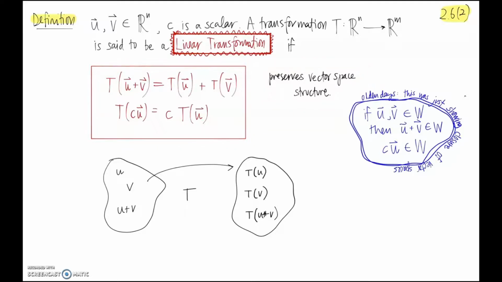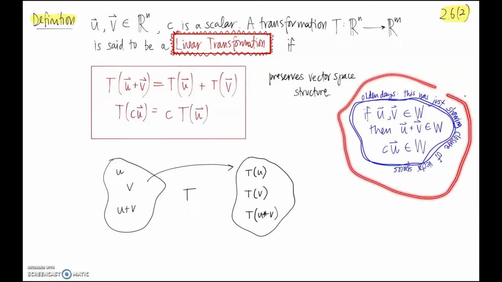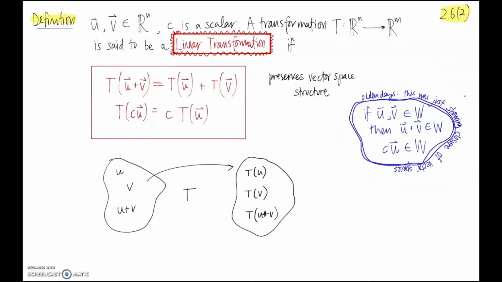So I didn't want you just thinking, oh, we've already talked about this. It's a slightly different idea: because this transformation is preserving the vector space structure, that we spent some time talking about what the vector space structure is. It's this right here, this closure property.